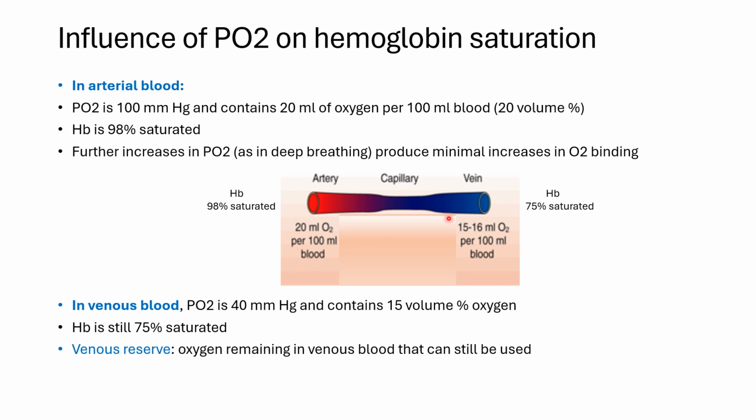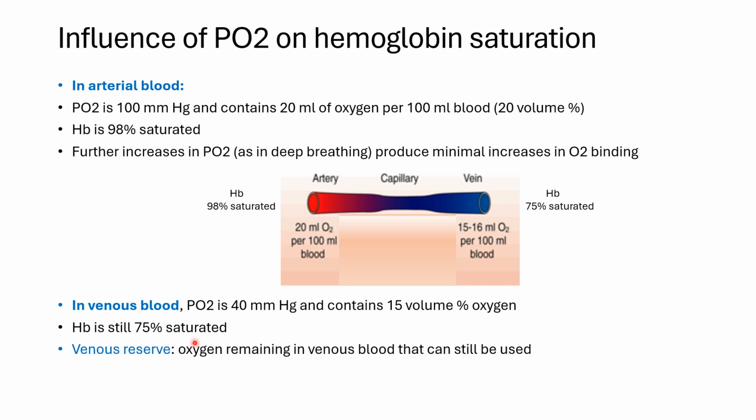Now let's see what happens in the vein. In the veins, the PO2 is 40 millimeters of mercury. We already discussed that the carbon dioxide diffuses into the vein, the oxygen is given to the tissues, and the venous blood has an oxygen partial pressure of 40 millimeters of mercury, which makes up 15 volume percent oxygen. As you can see, there is not much difference between the venous blood volume percent and the arterial blood volume percent. And hemoglobin is still 75% saturated in the veins, right?